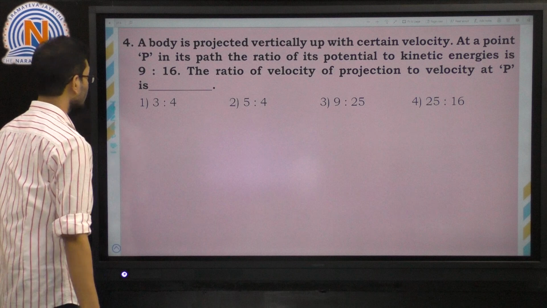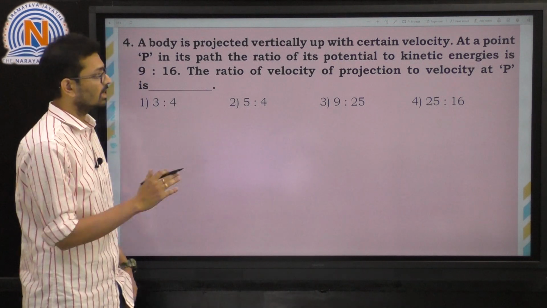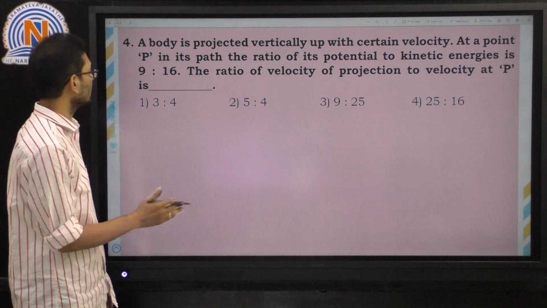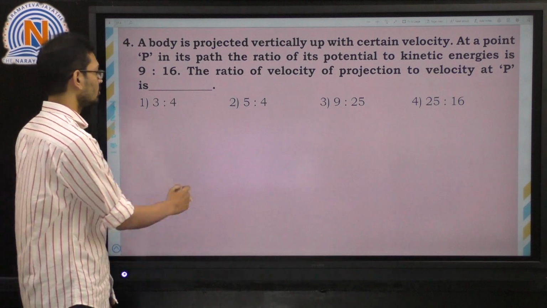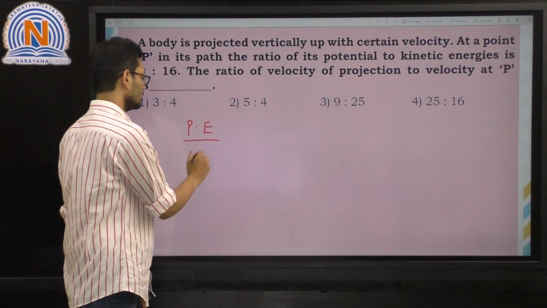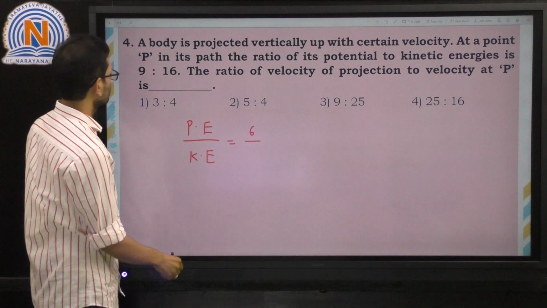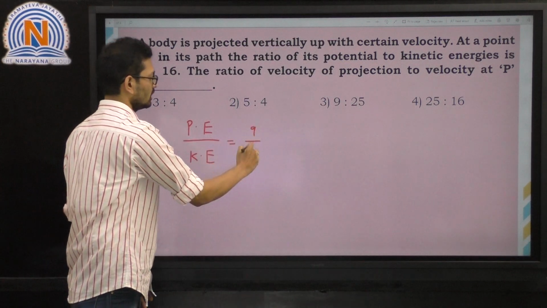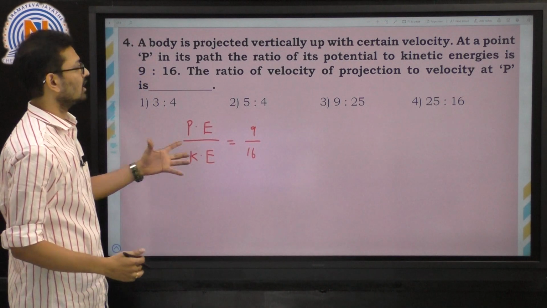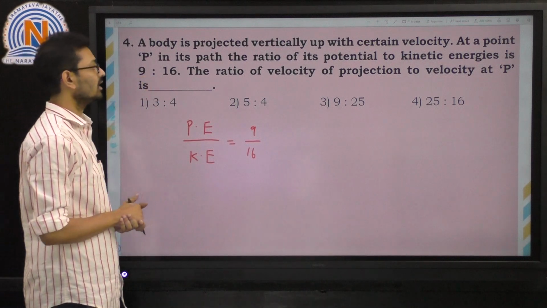So the next question over here. A body is projected vertically up with a certain velocity. At a point P in its path, the ratio of its potential to kinetic energy is 9:16. So he has given you the potential energy to the ratio of kinetic energy as 9 by 16. So total energy in that isolated situation is 16 plus 9, 25.